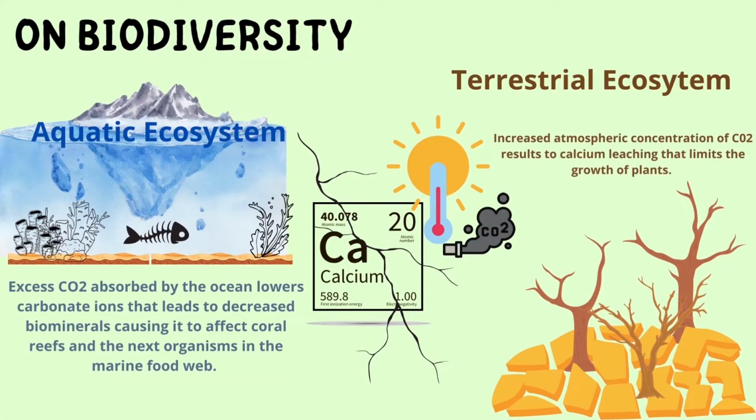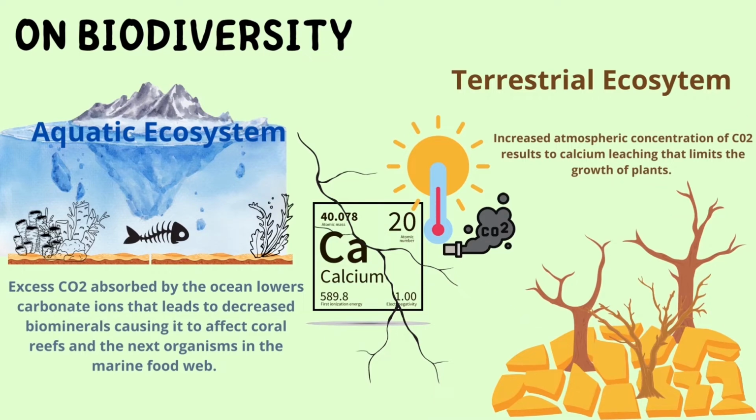In aquatic ecosystems, the excess carbon dioxide in the atmosphere is absorbed by the ocean. As a consequence, it lowers the concentration of carbonate ions, thereby making the medium acidic. Eventually, the decrease in pH will cause the decrease in calcium biominerals. Having lower calcium concentration than normal critically affects coral reefs as it decreases calcification rates.